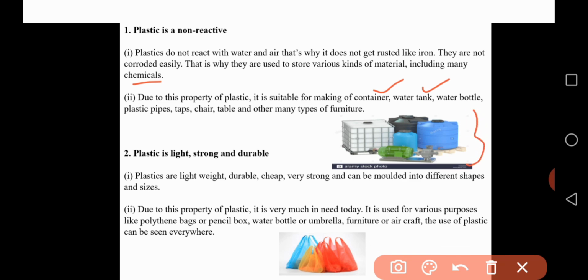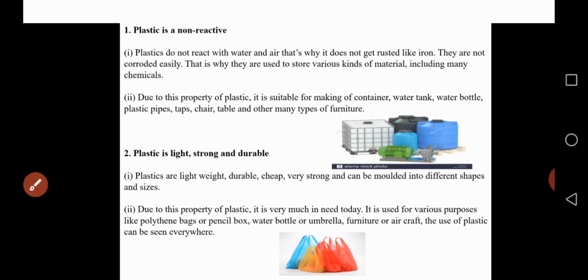So plastic water tanks are there, containers are there, plastic bottles are there. So we're using this particular material for storing water, because plastic is usually non-reactive with water and also air. We also use plastics for manufacturing water bottles, plastic pipes, taps, chairs, tables, and other types of furniture like that.